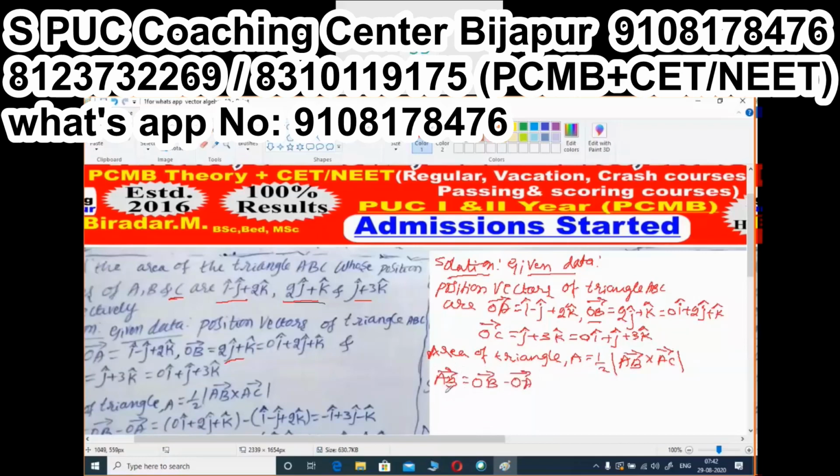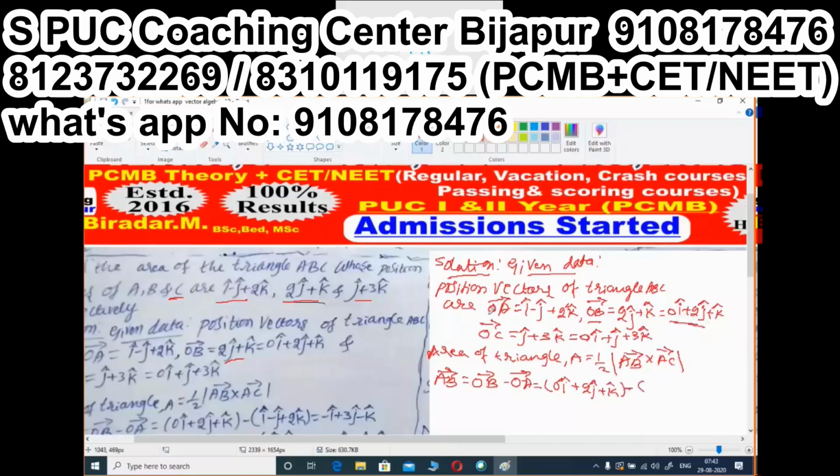Just in terms of position vector of the second point minus position vector of the first point. So what about the OB here? That is 0 i cap plus 2 j cap plus k cap. No, that is plus k cap only. Sorry, it is k cap. OB vector minus OA vector.